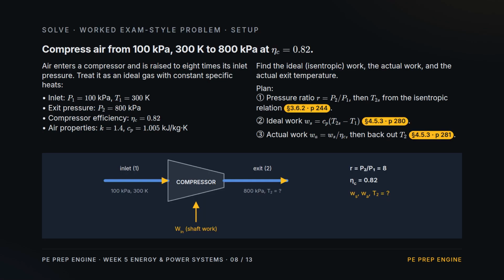Worked problem. Air is compressed from 100 kilopascals and 300 Kelvin up to 800 kilopascals, a pressure ratio of 8, at a compressor efficiency of 0.82. Treated as an ideal gas with constant specific heats. Find the ideal isentropic work, the actual work, and the actual exit temperature. The plan? Get the pressure ratio, then the isentropic exit temperature from the property relation, then the ideal work from Cp delta T, then divide by efficiency for actual work, and back out the real exit temperature.